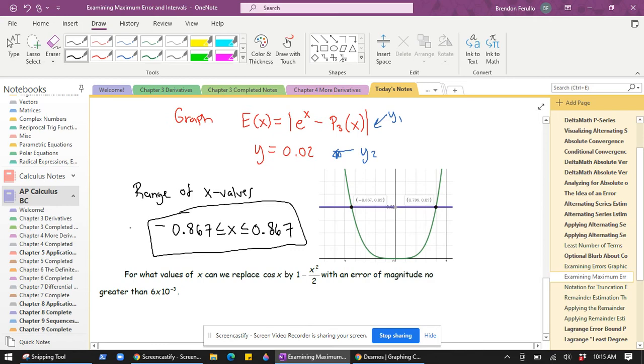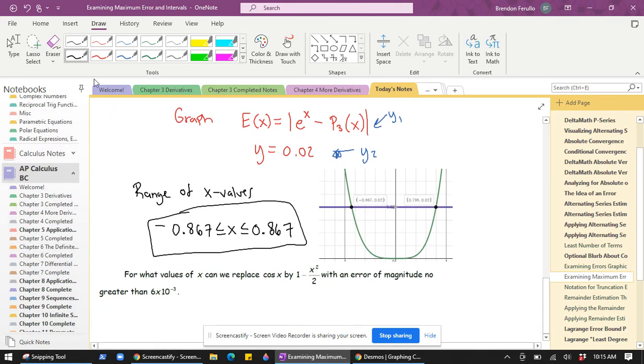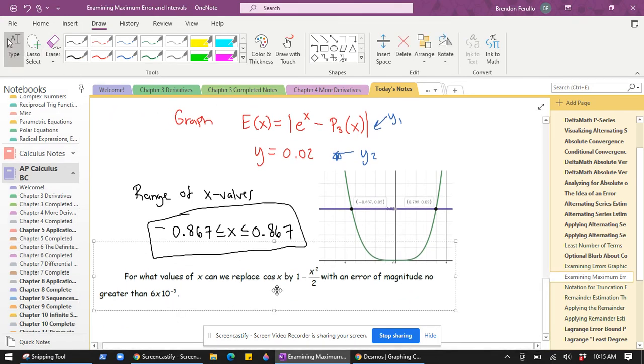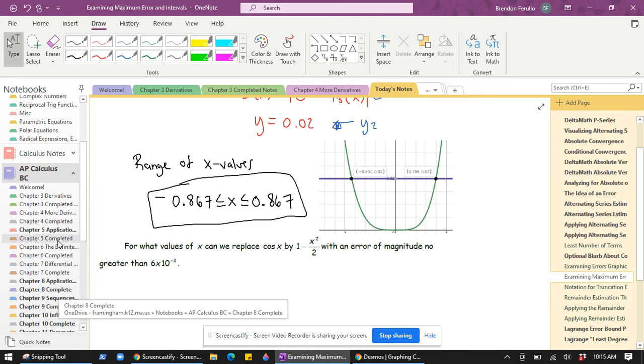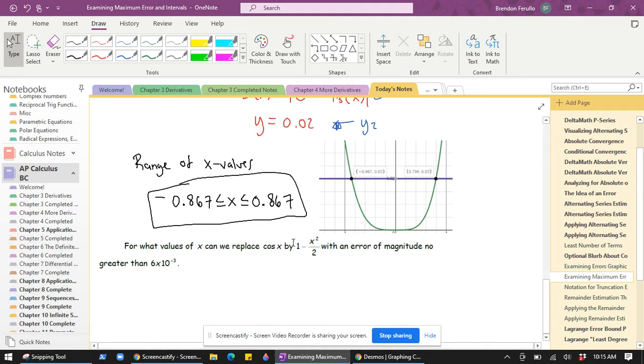Let's try one more. And this one I'll try to do maybe a little more organically with you. So same type of problem, just trying to give you a few of the different language subtleties that can show up. So this says, for what values of x can we replace cosine of x by that? That's its second degree Maclaurin polynomial with an error of magnitude no greater than 6 times 10 to the negative 3. Okay, so we're going to graph our error.